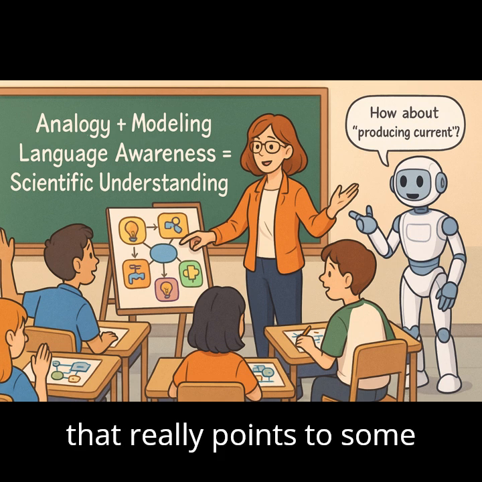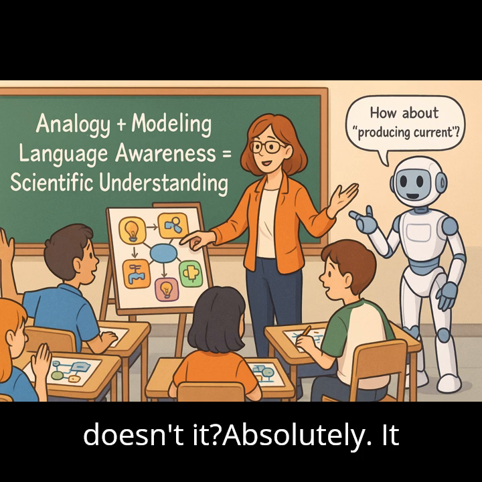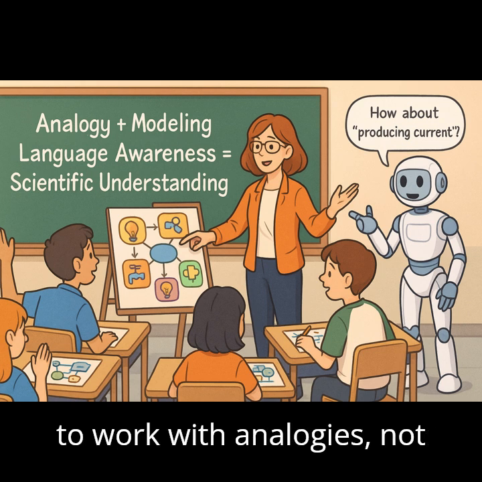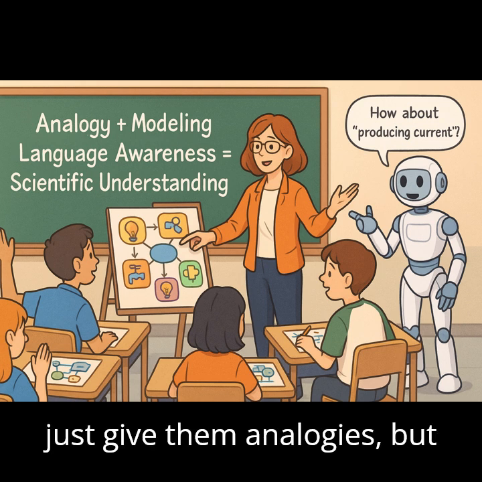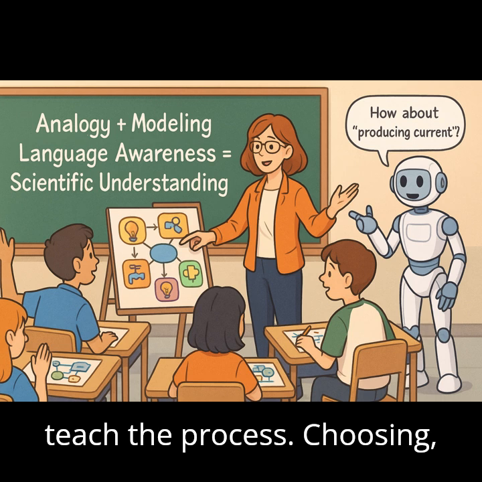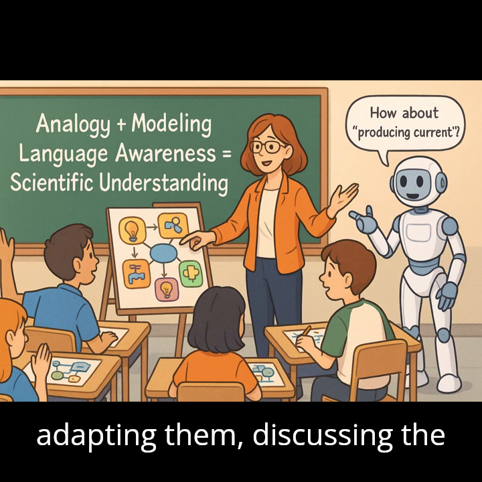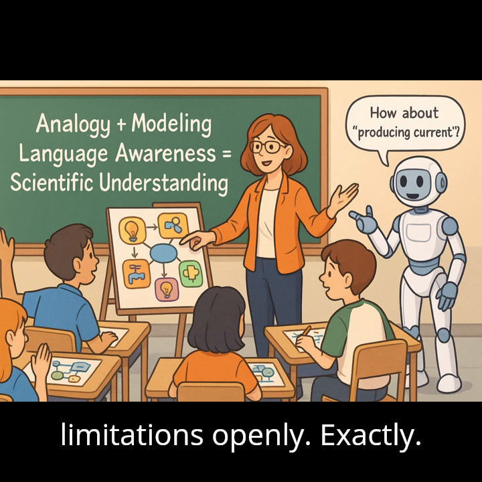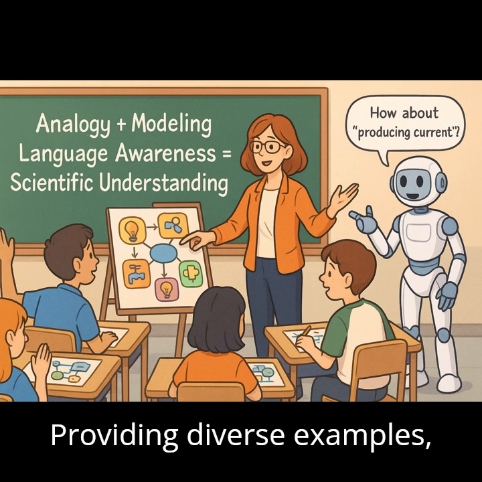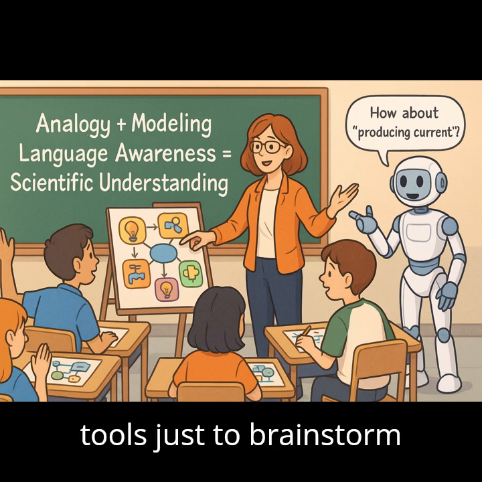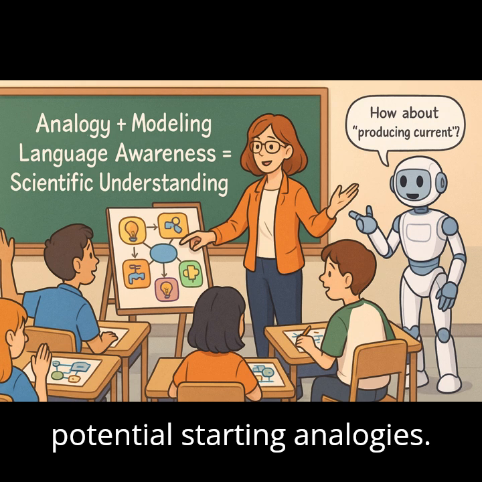Wow. That really points to some teaching implications, doesn't it? Absolutely. It suggests we really need to explicitly teach students how to work with analogies. Not just give them analogies, but teach the process. Choosing, mapping, finding the flaws, adapting them. Discussing the limitations openly. Exactly. Providing diverse examples. Maybe even, as the researchers suggest, using AI tools just to brainstorm potential starting analogies.